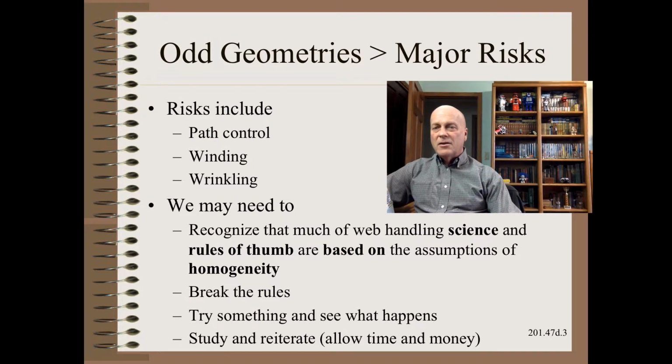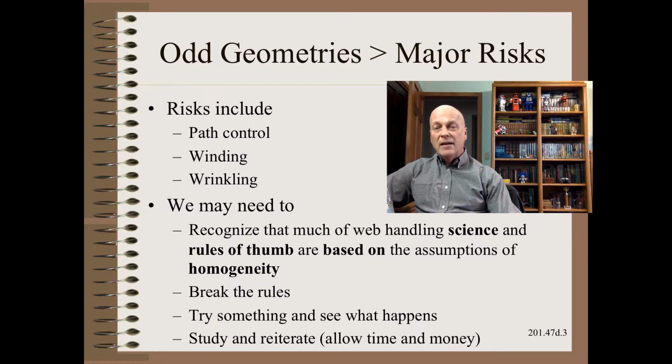It is difficult to be precise on the risk for odd geometries, other than to list general risk areas. These include path control, winding, and wrinkling, and actually many others. This is the time for much humility on the part of the web handlers. That is, because we base most of our rules of thumb and all of our sciences on the assumption of homogeneity across the width and down the length.